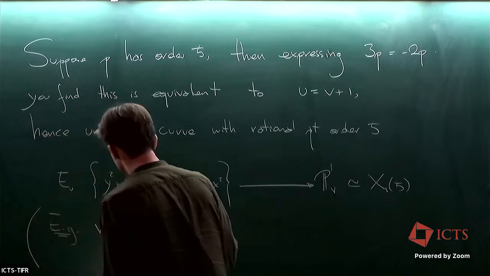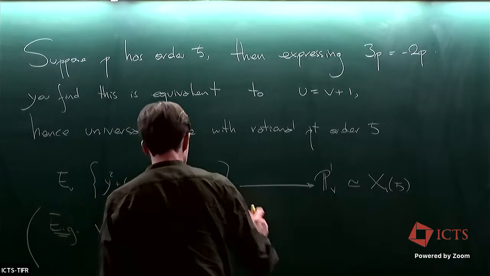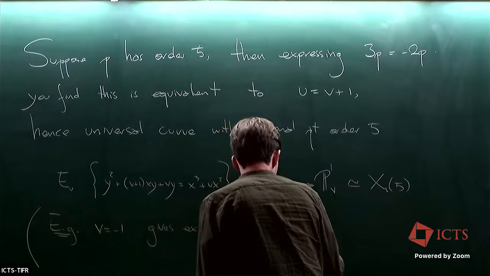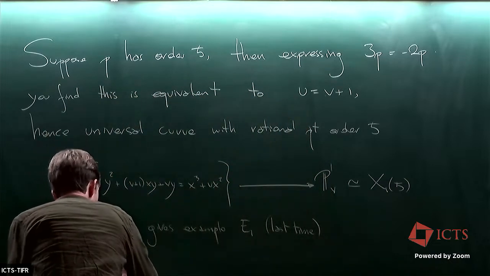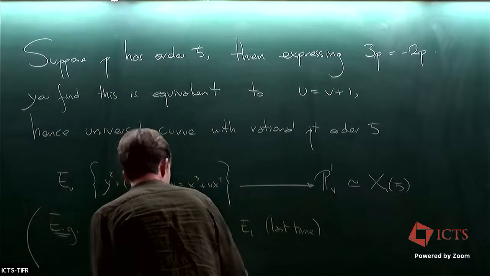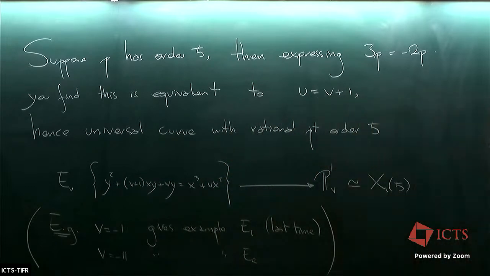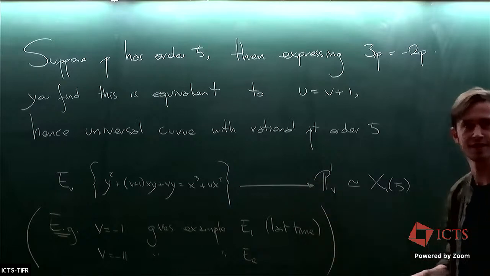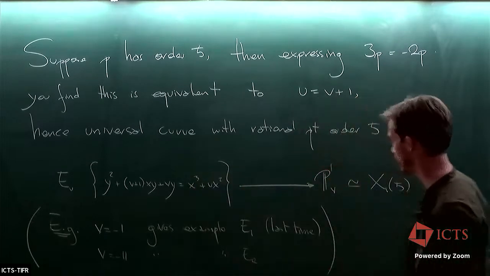v equals minus 1 gives the example which we called, I think, E1 last time. And likewise, if you put v equals minus 11, that gives this curve E2 from last time. You just want to cross-reference with the notes there. There was also an E3, remember? But that one didn't have a rational point of order 5. So we're not expecting it in this family. Okay. All right, so those are the only two examples that we knew, and luckily we find them as a specialization, but not all specializations will do.